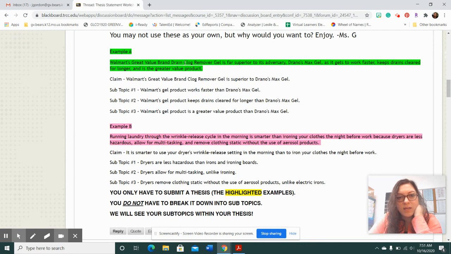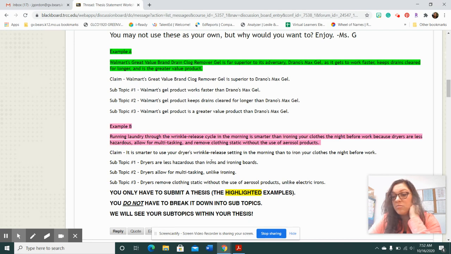Walmart's Great Value brand drain clog remover gel is far superior to its adversary, Drano's Max Gel, as it works faster, keeps drains clear for longer, and is the greater value product. So that's 3 different subpoints, all backing up that one is better than the other, which is what I was looking for.